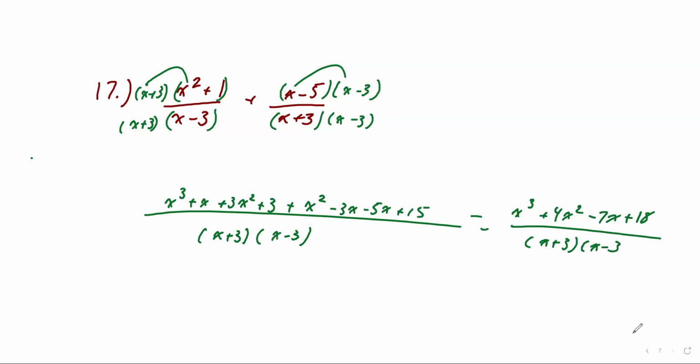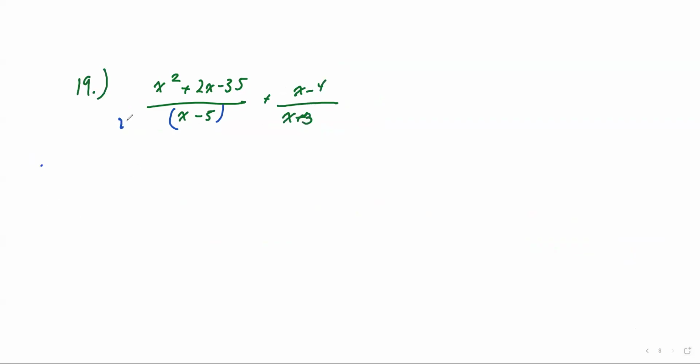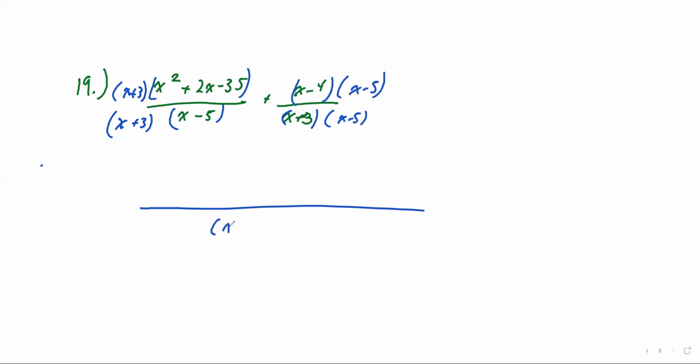All right. So let's do another one just to make sure we fully have this down. Let's look at number 19. Let's look at x squared plus 2x minus 35 divided by x minus 5 plus x minus 4 over x plus 3. So again, I'm going to just multiply this by x plus 3, and then I'll multiply this by x minus 5. So I get x plus 3, x minus 5.